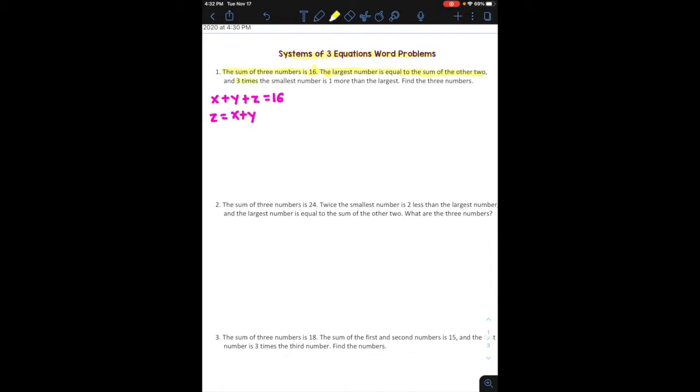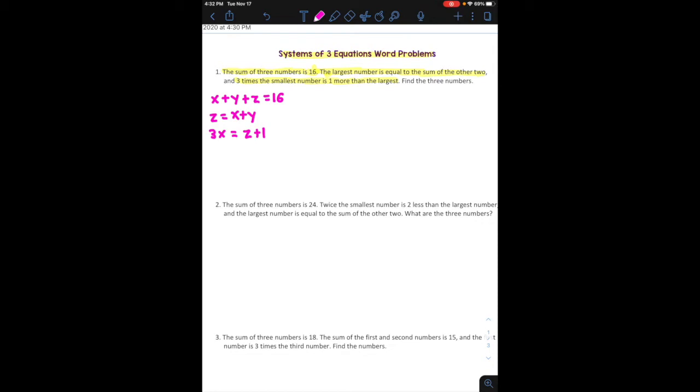And lastly, it says 3 times the smallest number is 1 more than the largest. I'll say that x is my smallest number, so 3 times the smallest number is 3x. It is 1 more than the largest. I used z as my largest, so 1 more than the largest would be z plus 1.